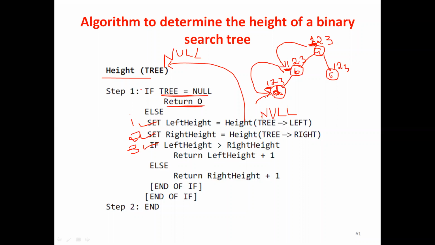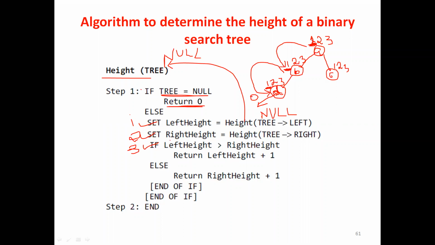It means that it is returning 0. Let me write here 0. It's returning 0 because we don't have the left child. There's no left child at all. That's why it's returning 0. Now we are executing the step 2.